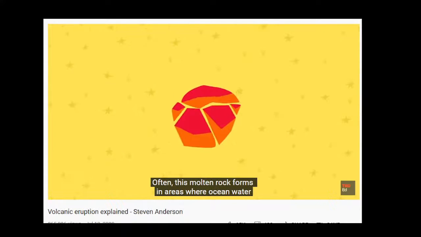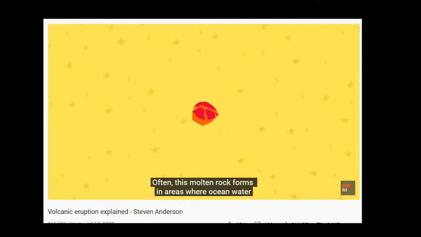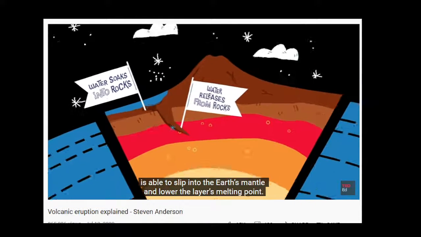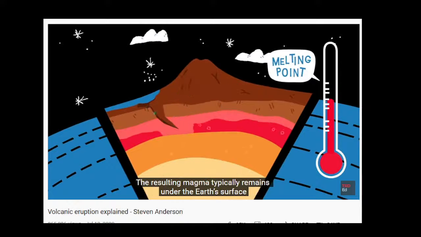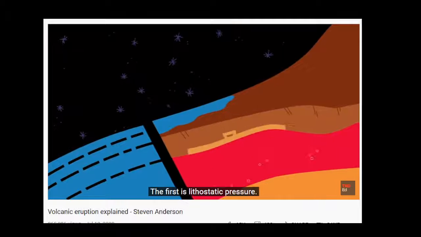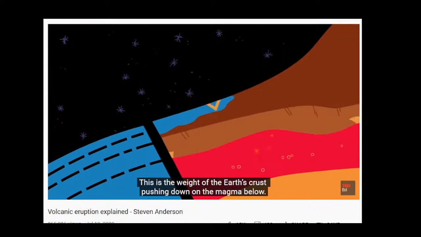Often, this molten rock forms in areas where ocean water is able to slip into the Earth's mantle and lower the layer's melting point. The resulting magma typically remains under the Earth's surface thanks to the delicate balance of 3 geological factors. The first is lithostatic pressure. This is the weight of the Earth's crust pushing down on the magma below.